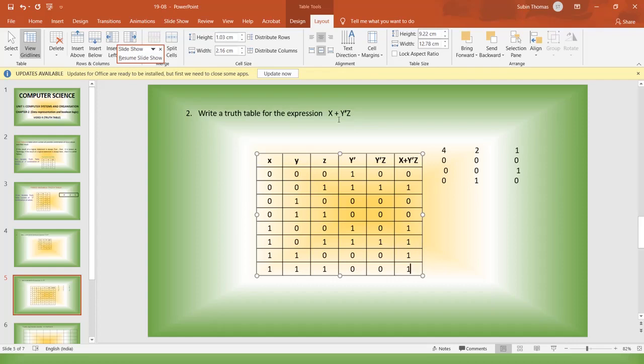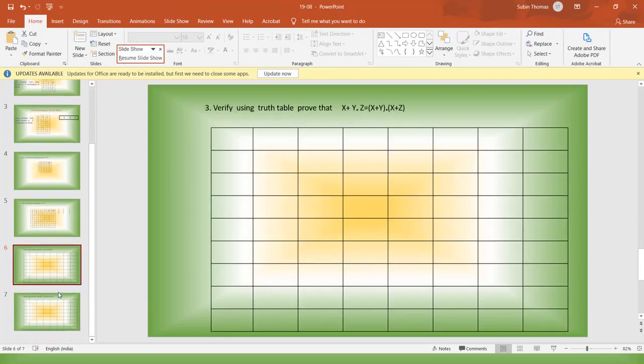And one more question I'll show you. Question is this one. Verify using truth table, prove that x plus y into z equal to x plus y into x plus z. How many variables are here? You have to prove it. So that means you have to equate left side equal to right side. So then it's a 3 variable combination.